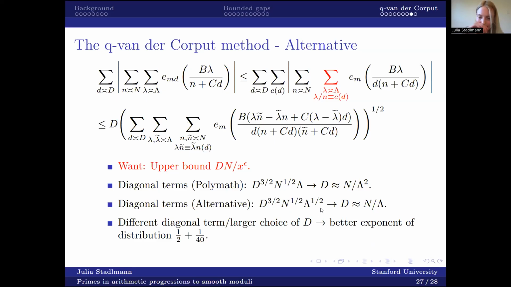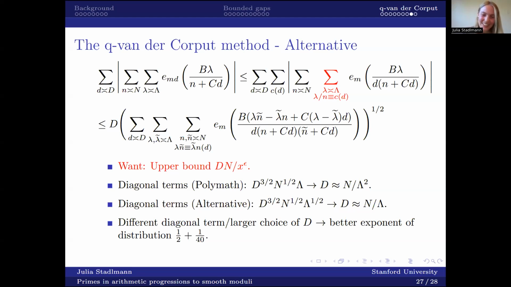And here before that meant that in order to get an appropriate upper bound of dn, we needed d to be no larger than n over lambda squared. And now we need d to be no larger than n over lambda. So we are allowed to take a larger choice of d. Unfortunately, it's not that much larger because lambda is not that big.